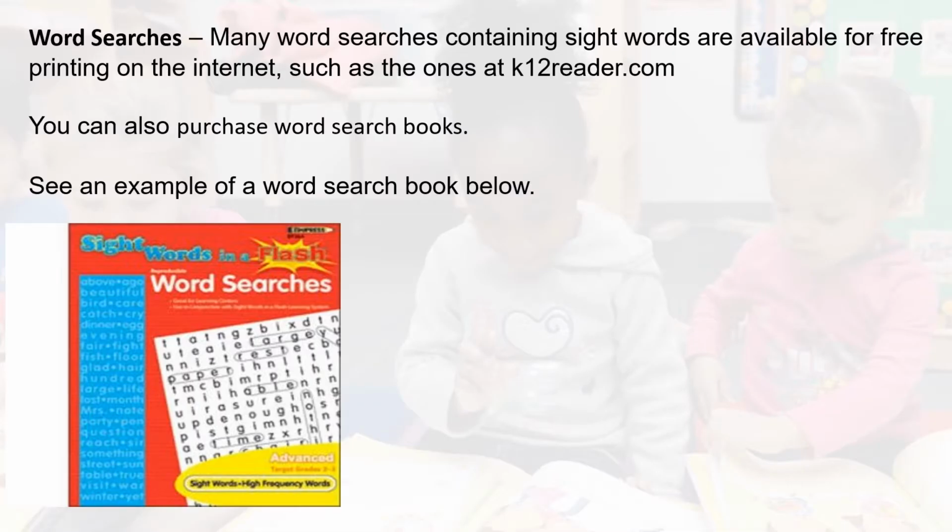Word searches. Many word searches containing sight words are available for free printing on the internet, such as the ones at K12reader.com. You can also purchase word search books. You'll see here I have an example of a word search book, and the way they work is there's a conglomeration of letters, and then there's a list for what words you need to find. And you need to find your words within the letters and then circle them, as you can see here in the picture.